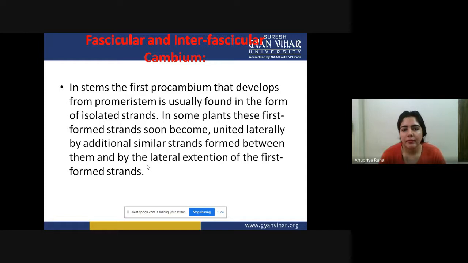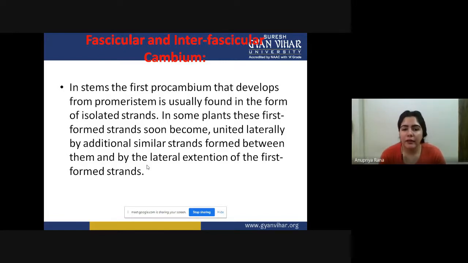So, in the stem, the first procambium that develops from the promeristem is usually found in the form of isolated strands. If we talk about their arrangement and formation, the very first time they form, when the cambium is forming inside them, they form in isolated patches. Okay, just some isolated patches will be present there. They do not have any ring formation, or any center position. They are just present as one, two, three, four isolated patches, present separately. They are not connected yet.